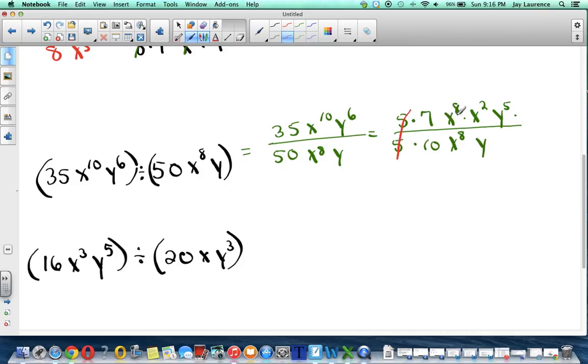5's will cancel. x to the 8th will cancel. Oh, did I forget to write a y there? I sure did. And then here, my y's will cancel. So what's left? Well, in the numerator, it looks like I have a 7, an x squared, and a y to the 5th. In the denominator, I simply have a 10.